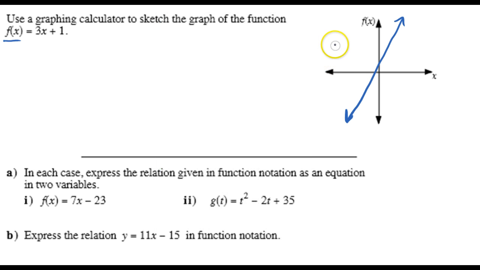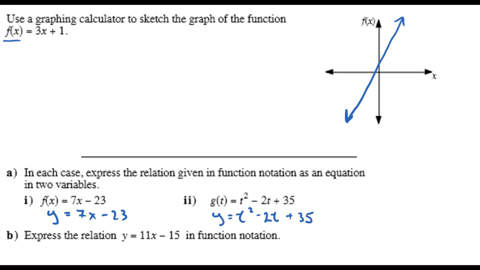In each case, express the relation given in function notation as an equation in two variables. We have f at x equals 7x minus 23. That would have been, in the previous notation, y equals 7x minus 23. G at t equals t squared minus 2t plus 35. So we would have had y equals t squared minus 2t plus 35.